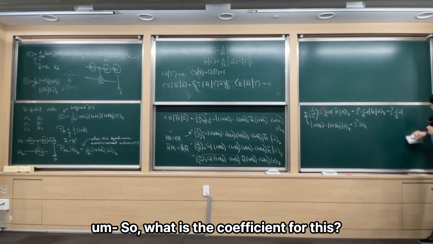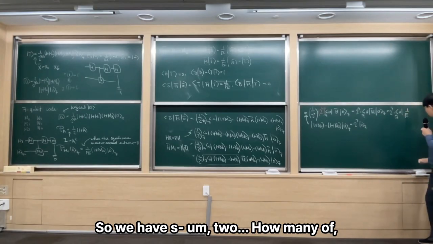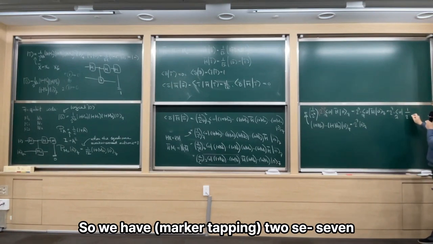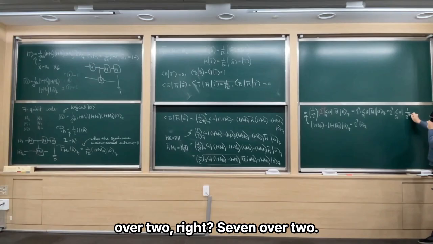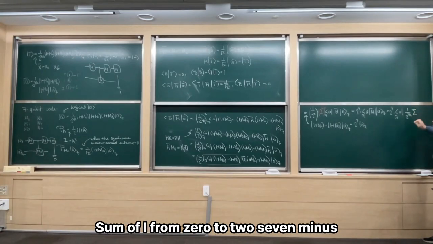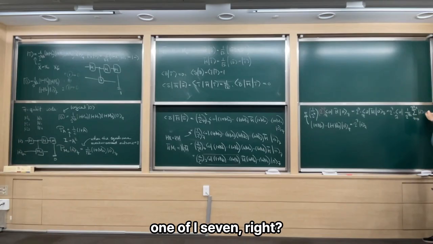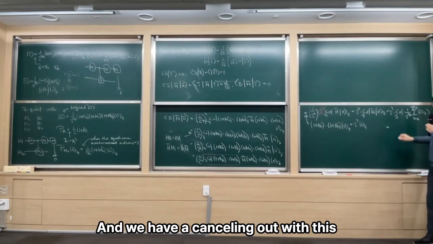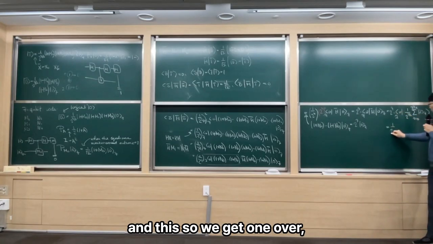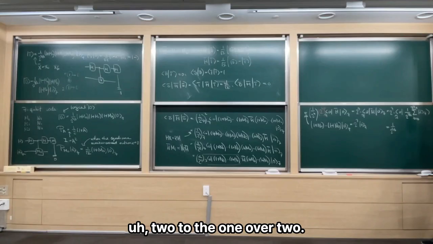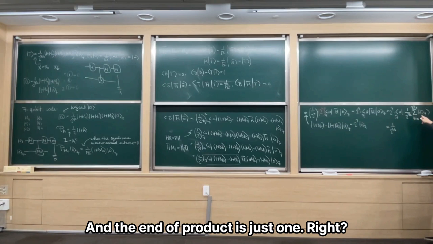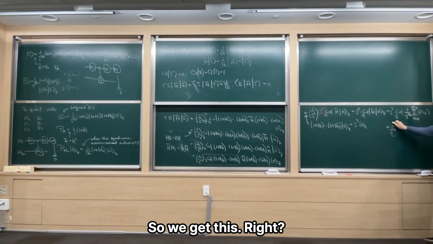So what is the coefficient for this? So we have 2. How many of them actually? So we have 2, 7/2, right? 7/2 sum of I from 0 to 2, 7 minus 1 of I7, right? So this is the Hadamard applied on the 0 cat here. And we have a canceling out with this and this, so we get 1/2 to the 1/2. And among these, I only need when I equals 0, when you have 0, 0, 0, 0, 0, and the inner product is just 1, right? So we get this, right?